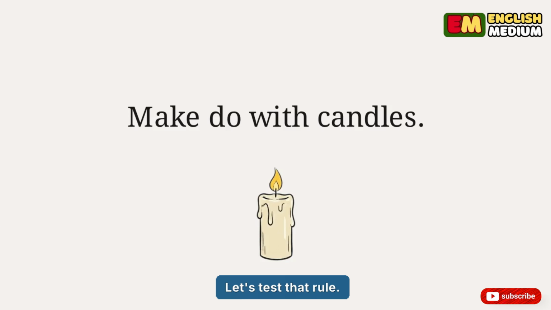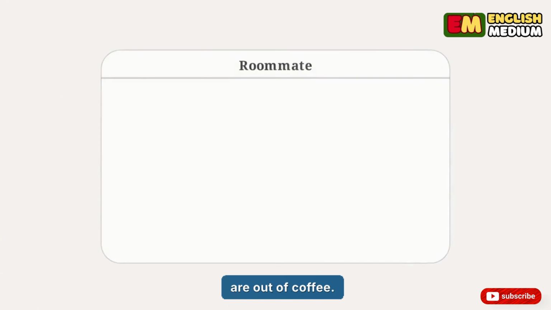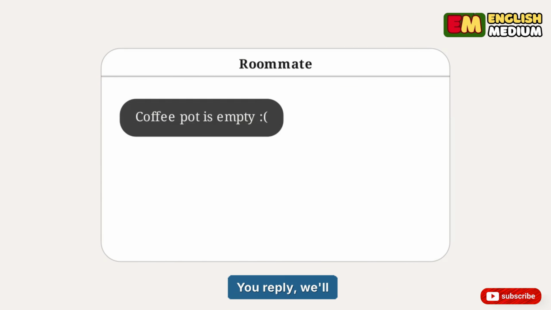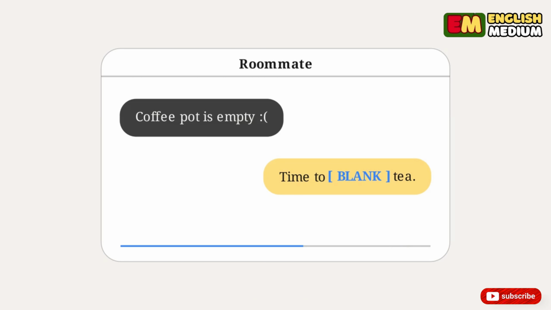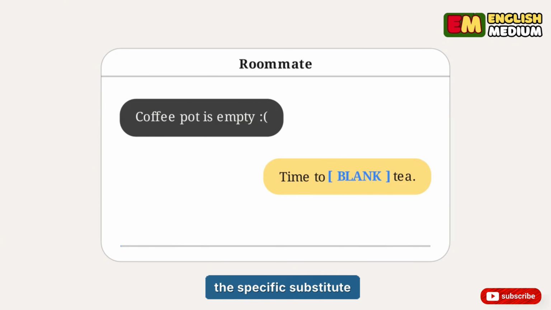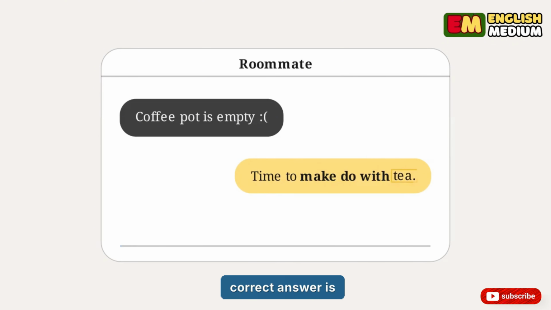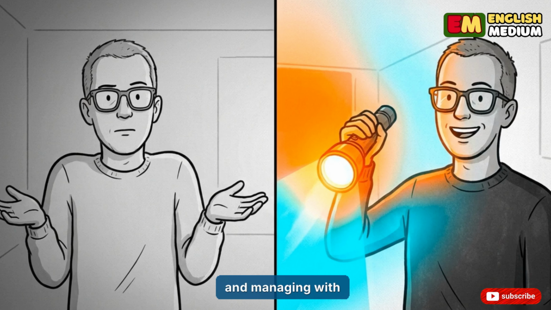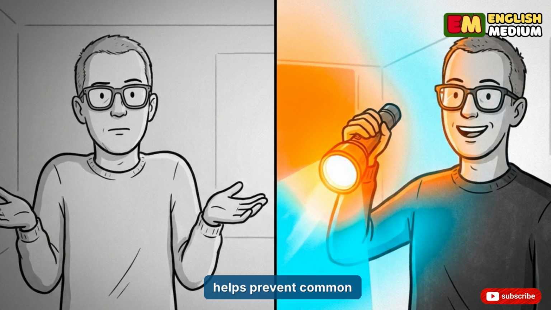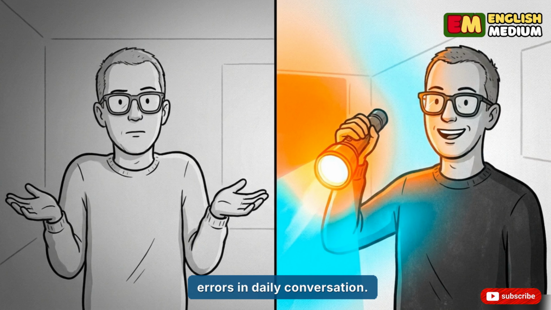Let's test that rule. Your roommate says they are out of coffee. You reply, "We'll just have to blank tea." Pause the video and decide if you need make do or make do with. Because tea is the specific substitute you are naming, the correct answer is make do with. Distinguishing between managing a situation and managing with a specific object helps prevent common errors in daily conversation.